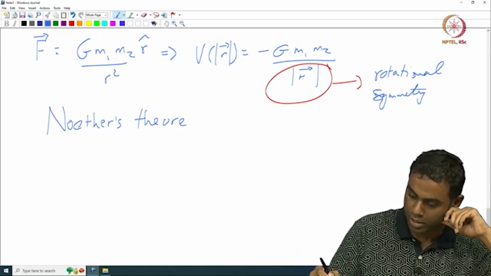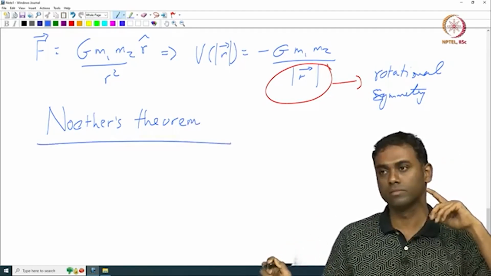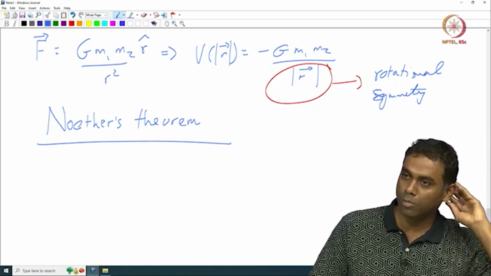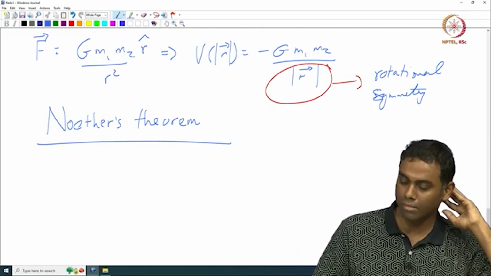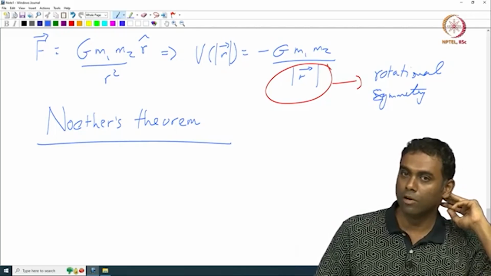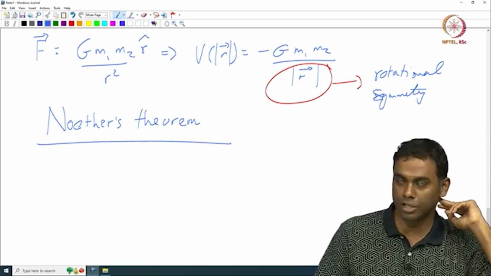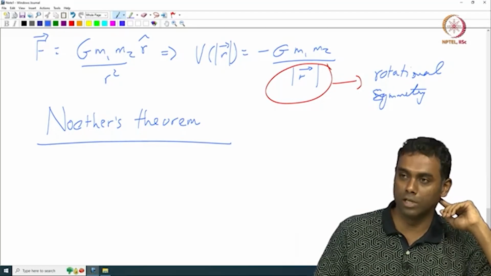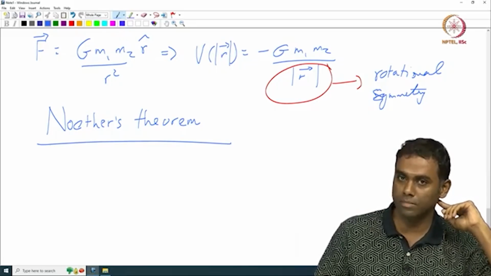Noether's theorem. Someone here mentioned Noether, right? Now again, if you are taking this course, you are probably familiar with Noether's theorem already in some form or the other. It's a theorem that states that for every continuous symmetry in the problem or in the equations governing the problem, there is some conserved quantity. There is an exact corresponding conserved quantity, right?